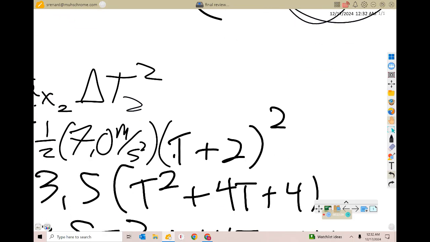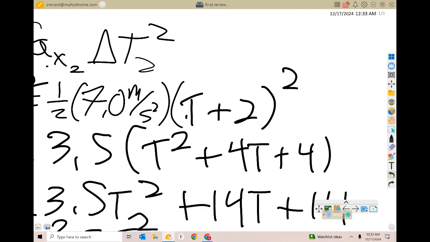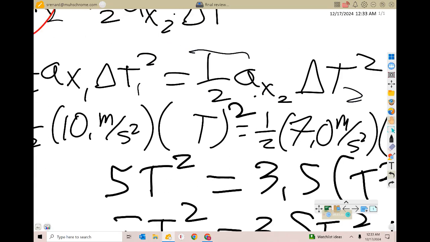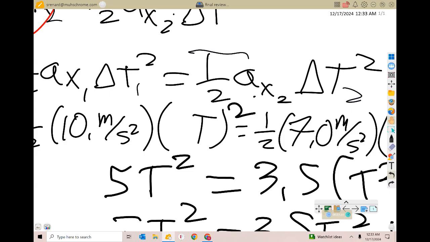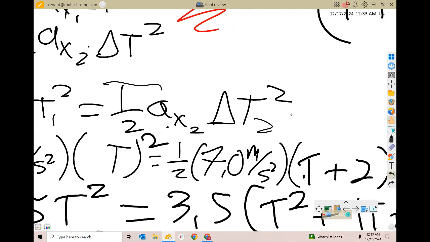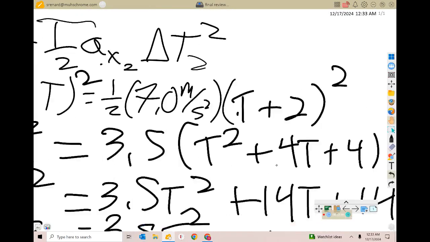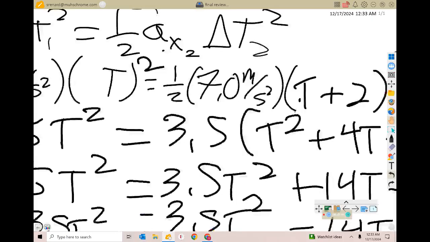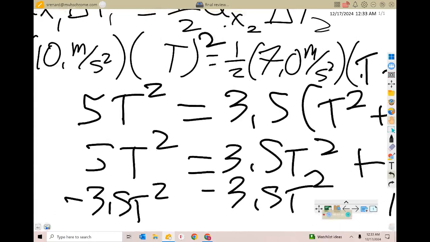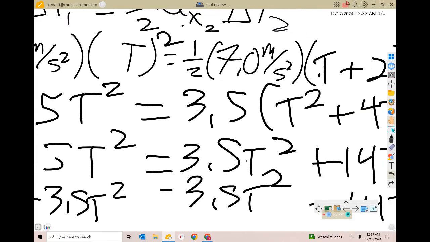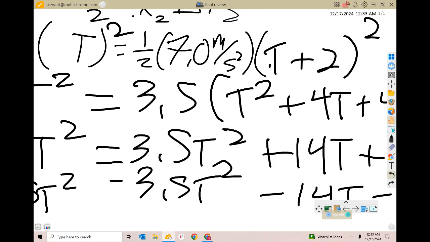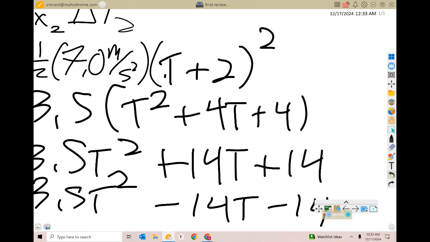Come see me either in class, at lunch, after school, whatever. But what we get when we do t plus 2 squared is t squared plus 4t plus 4. 1/2 of 7 is 3.5, and 1/2 of 10 is 5. So when we see 5t squared equals 3.5 times t squared plus 4t plus 4, we're going to go ahead and distribute that 3.5. So now we have 5t squared equals 3.5t squared plus 14t plus 14. Now, you've already seen that I'm subtracting everything.